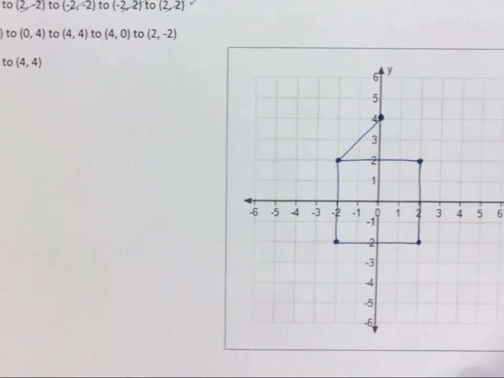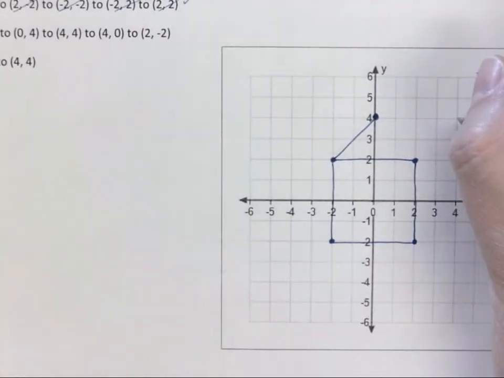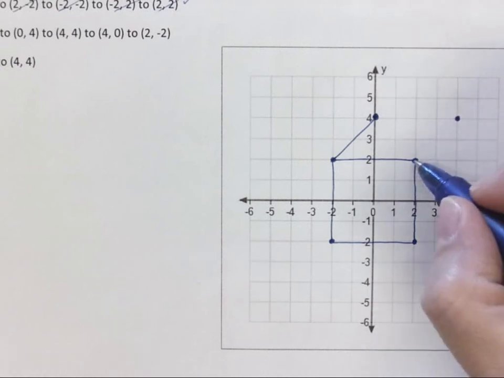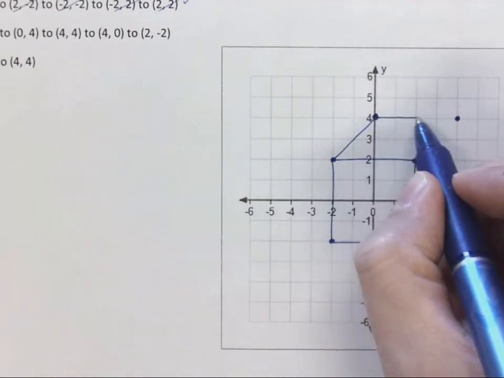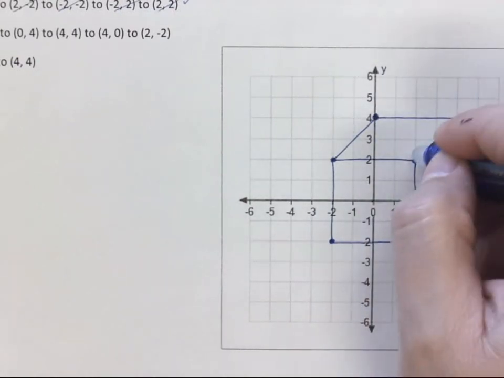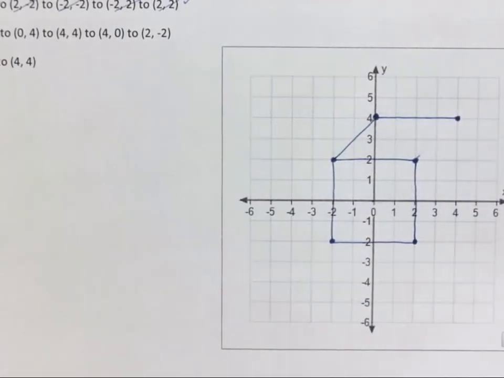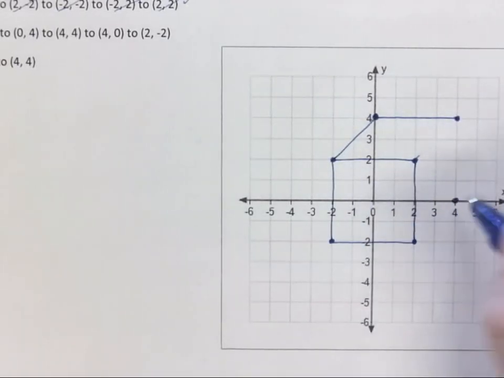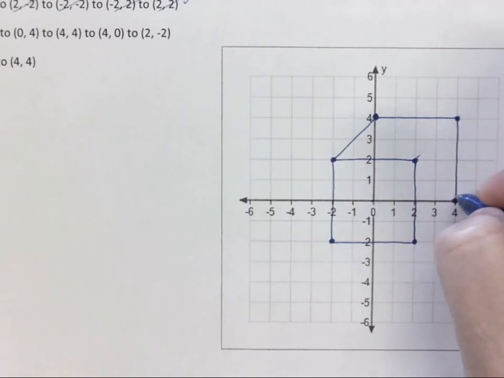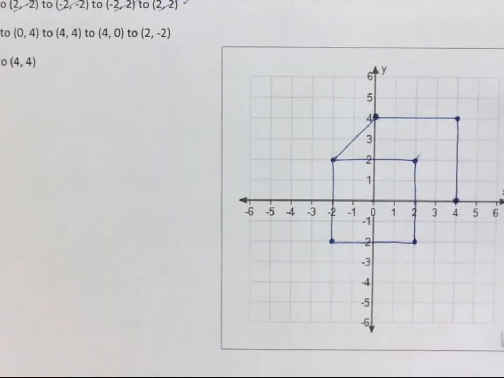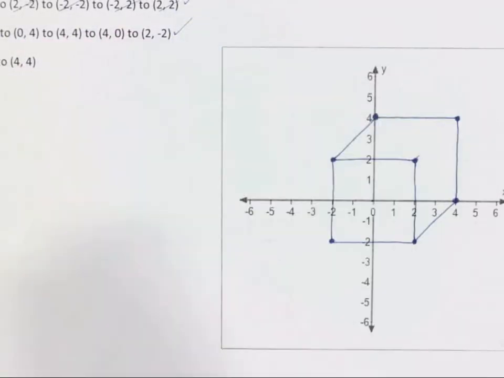And then the next point is 4, 4. So over 4, up 4. And I'm going to connect these two. Not those two. And then I'm going to go to 4 and 0, which is right there. So I'm going to connect those. And you want to connect them in the order that you're doing them. And then I'm going to 2, negative 2. That point's already there, so that's that. So I did all of that line.